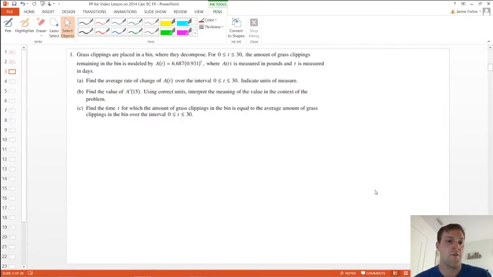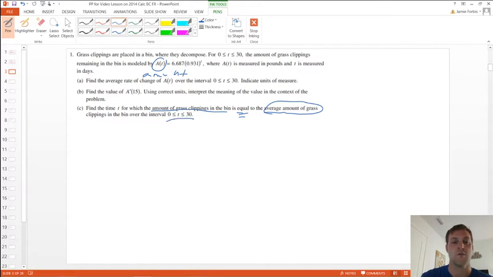So C says, find the time t for which the amount of grass clippings in the bin, which is modeled by A of t, is equal to the average amount of grass over the interval 0 to 30. Remember, A of t tells me the amount. So I'm trying to figure out at what time the amount in my bin is equivalent to the average amount in my bin.